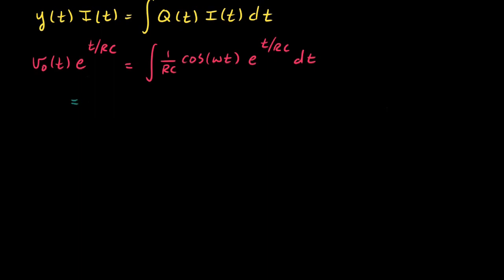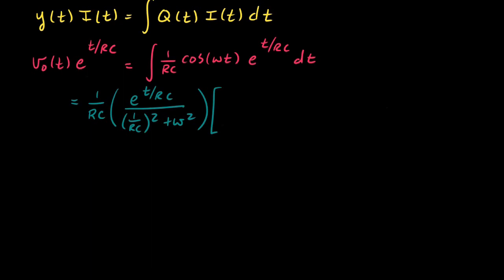Okay, so I'm just going to give myself a little bit more room to do this. So the right-hand side is going to become 1 over RC onto something that looks like e to the t over RC divided by the quantity 1 over RC squared plus omega squared. And all of that is going to be onto 1 over RC times the cosine of omega t plus omega times the sine of omega t, and then all of that plus our integrating constant k. Okay, so that's the solution to the right-hand side integral.